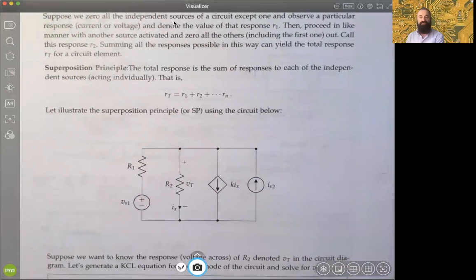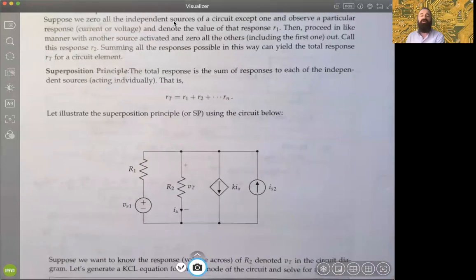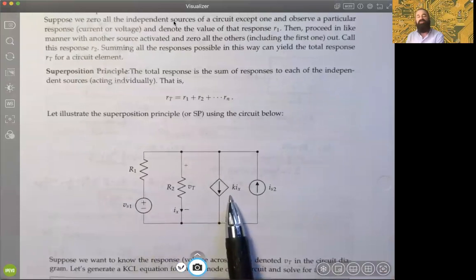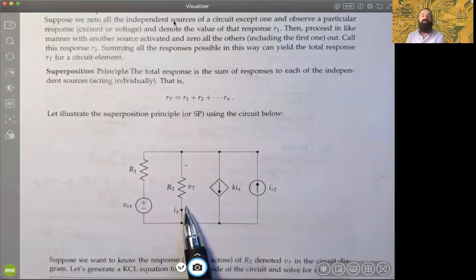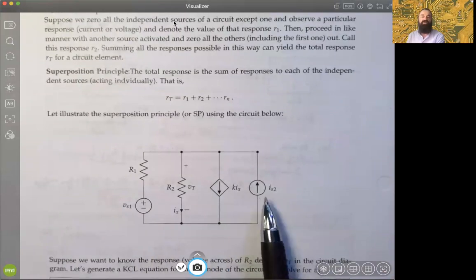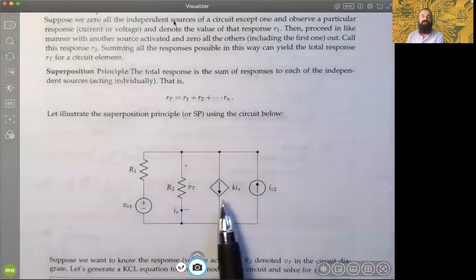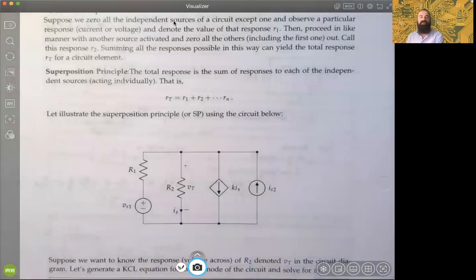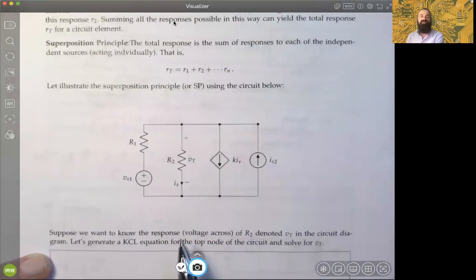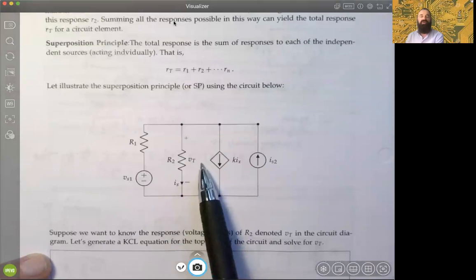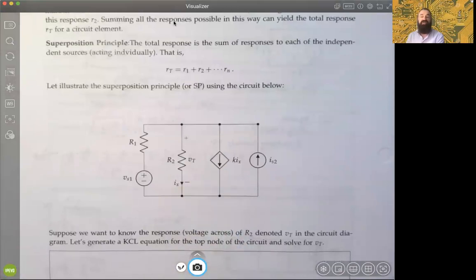So what we have here is exactly the situation we wanted. We have an independent voltage source here. This is a dependent current source depending upon the current flowing through the R2 resistance, and you have another independent current source over here. So you have two independent sources and one dependent source, and of course two resistances. So suppose our goal is to find the voltage across R2 here, which we're denoting as VT, okay?